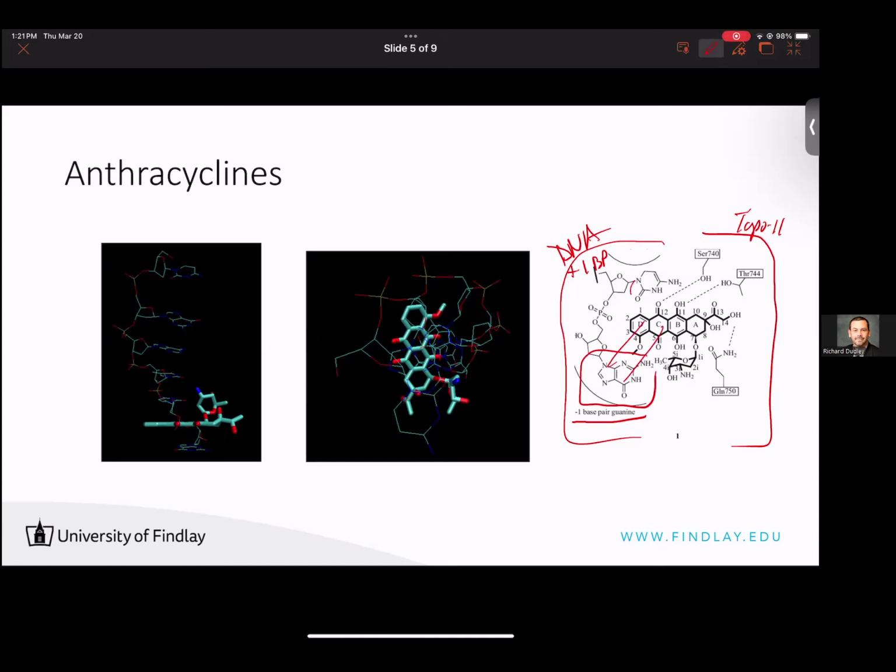They intercalate. And in addition to intercalation, they H bond to residues in the topoisomerase enzyme. So you can see a serine residue in topo 2 is H bonding to doxorubicin. This threonine residue is H bonding. And likewise, this glutamine is H bonding to the alcohol coming off the side chain of the A ring in doxorubicin.